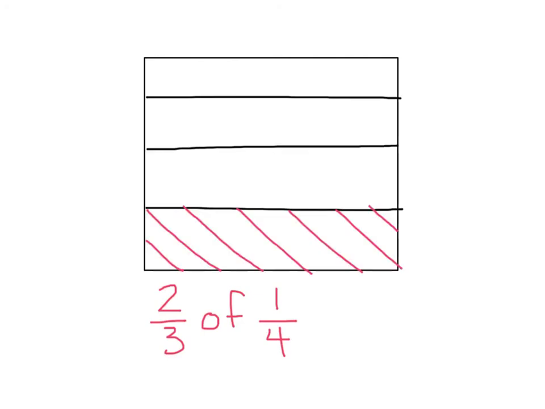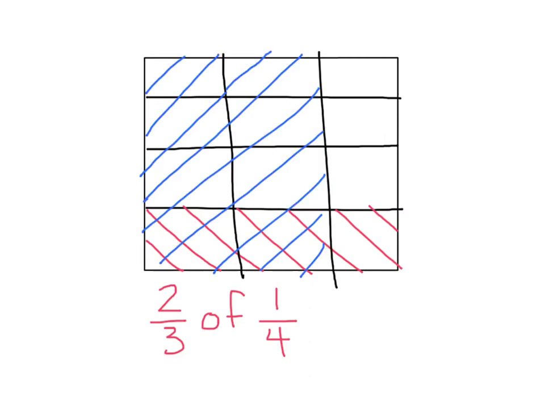Okay, I started by shading in 1/4, and then I shaded in 2/3 on top of that. Now I look for the places where they overlap, and I see that there are 2 boxes where they overlap. So that means that the number of parts that I have is 2. And then the number of parts I count all together, and we have 12. So 2 out of 12.